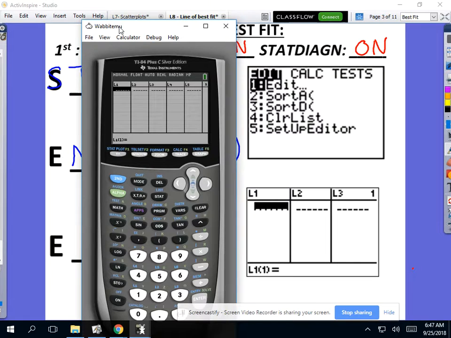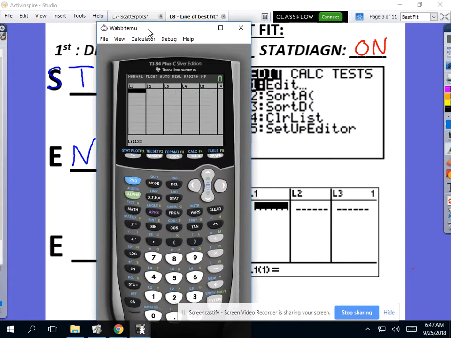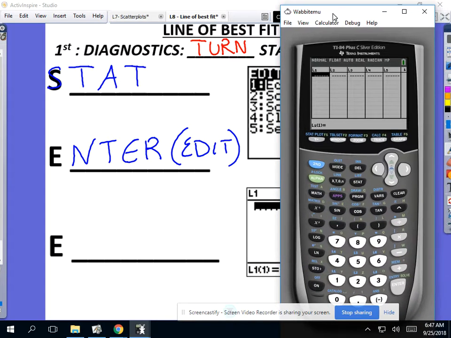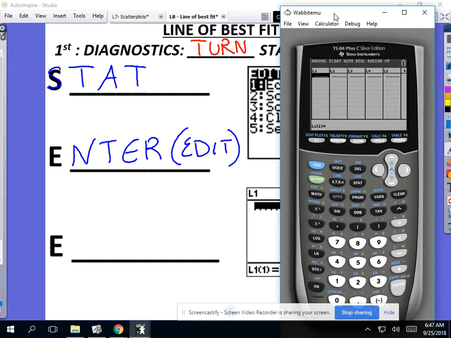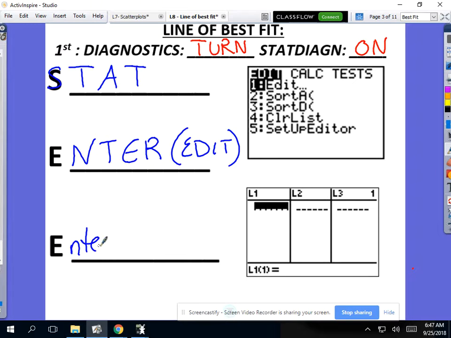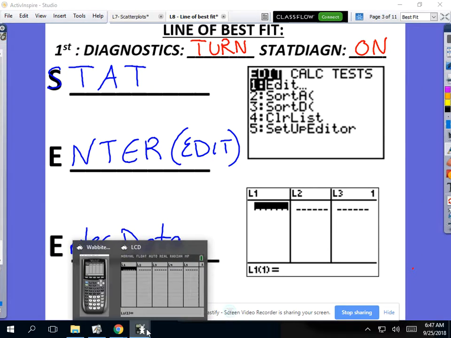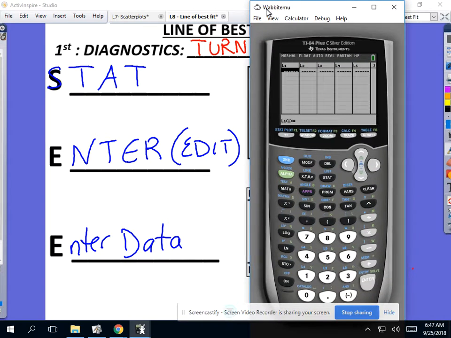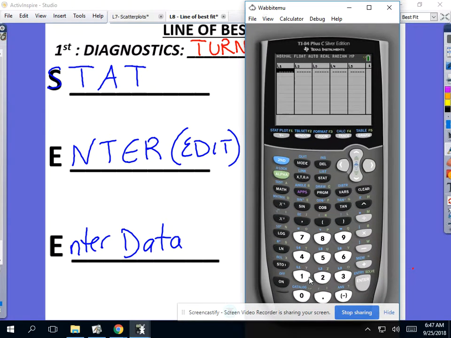So we really want to set that up where we have edit. Now we're actually going to enter the data itself, and the way you enter your data is by just typing your numbers into L1 and L2. So if I pull my calculator back up here, maybe my x's are 1, 2, 3, and 4. And then maybe my y's on the other end are, let's just say, 10, 7, 5, and 2.